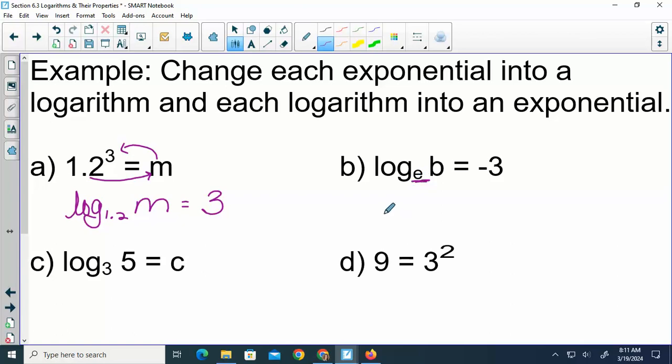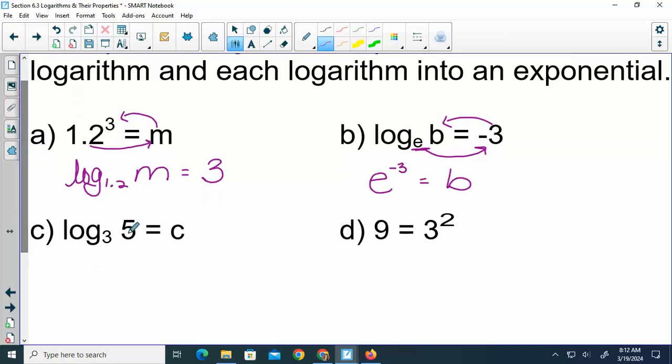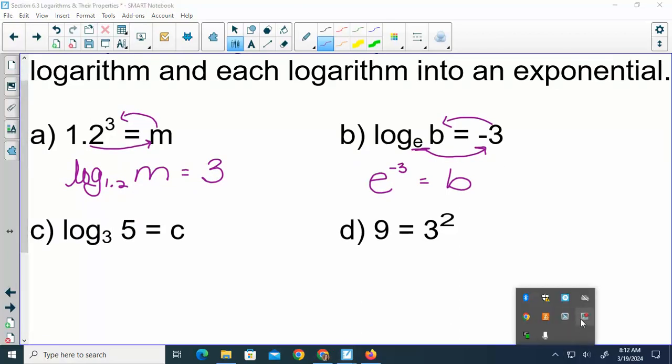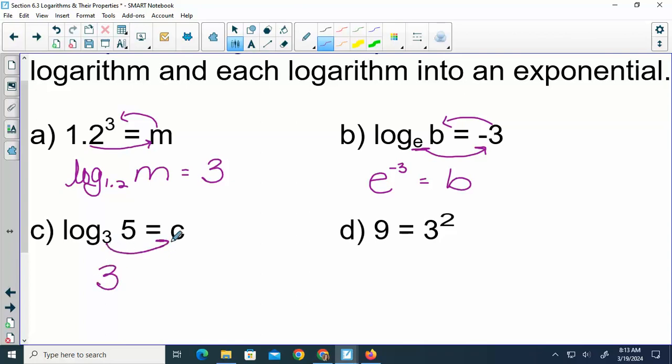So for B, if I ask for this written as an exponential, the base of the exponential is the same as the base of your log. So we would start with the base of e to the negative third power equals b. All right, you guys do C and D. So how did you write C? 3 to the c power equals 5. And D would be?